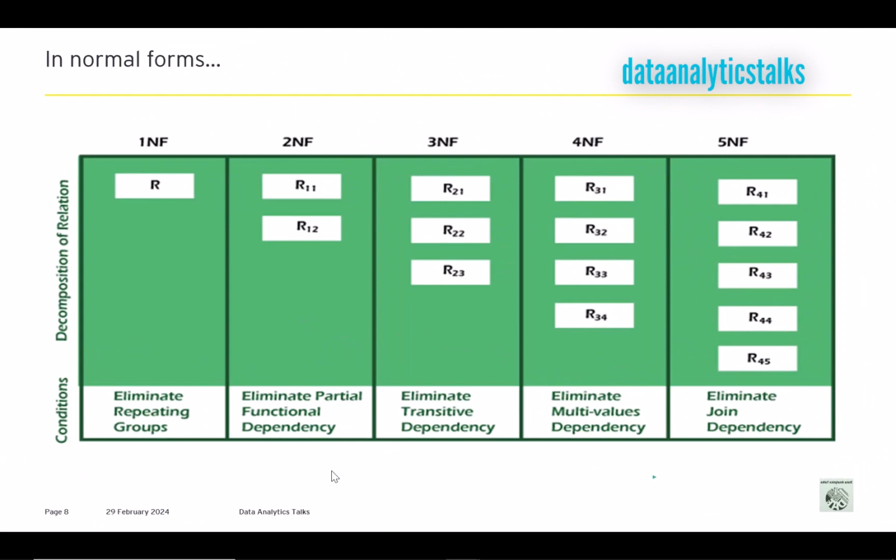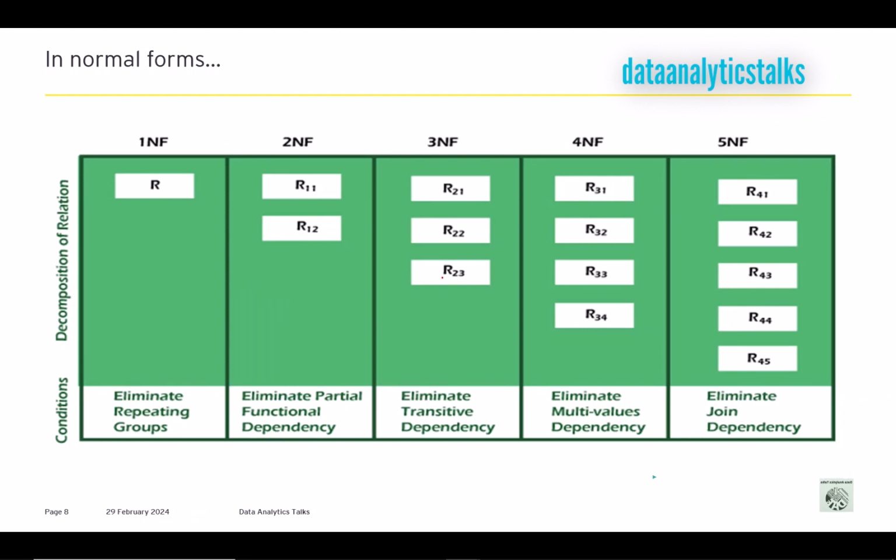Understand what we are doing when we are normalizing 1NF to 2NF, 2NF to 3NF, 3NF to 4NF, 4NF to 5NF. In 1NF, we are eliminating repeating groups. In 2NF, we are eliminating partial functional dependency. In 3NF, we are eliminating transitive dependency. In 4NF, we are eliminating multi-valued dependency. In 5NF, we are eliminating join dependency. So let's see how this looks.